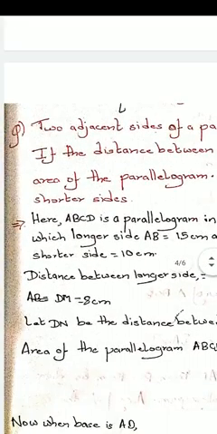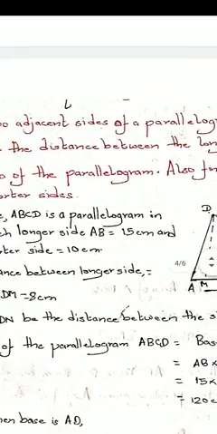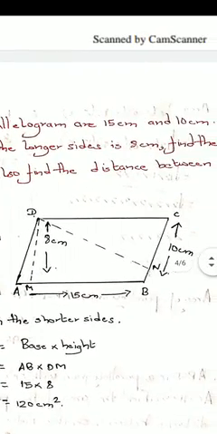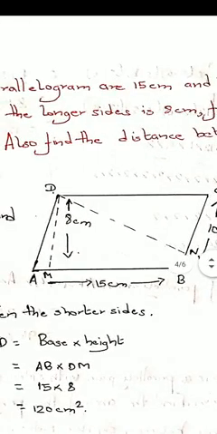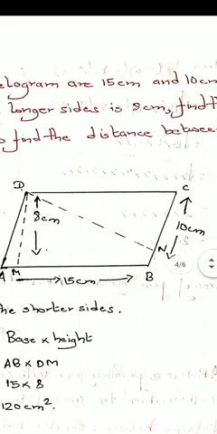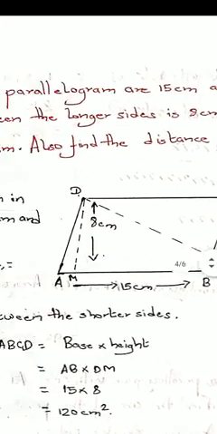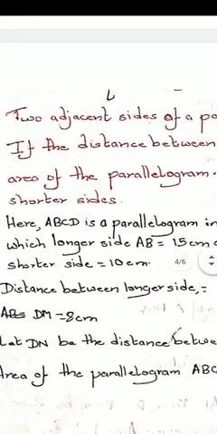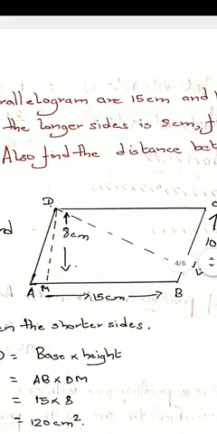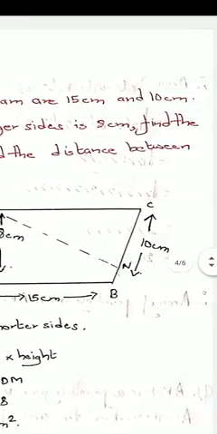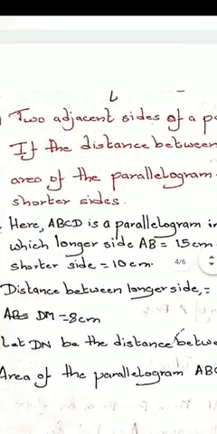Okay, so let us try to start solving this problem, which says two adjacent sides of a parallelogram are 15 centimeter and 10 centimeter. So I'm drawing it like this. So AB I'm drawing at 15 centimeter and BC I'm drawing it as 10 centimeter. So these two are adjacent sides. I hope all of you know what I mean by adjacent sides. And the data also says the distance between the longer side is 8 centimeter, so I'm drawing 8 centimeter like this in the diagram, if you can see. Okay, find the area of the parallelogram.